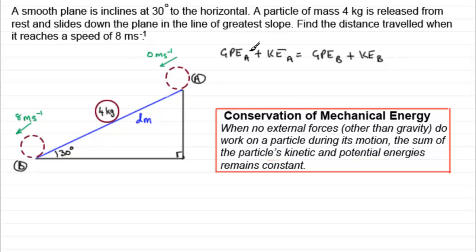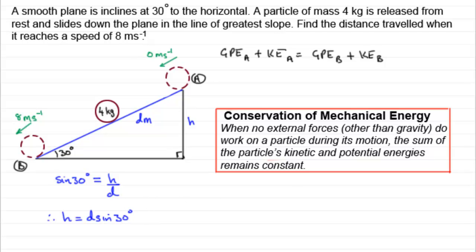So, what is the gravitational potential energy at A? Well, it's mgh relative to our zero level. And the h will be this distance up through here. Now in the past we've worked out h for inclined planes. We just use trigonometry. We say that the sine of 30 degrees equals the opposite side over the hypotenuse. Well, the opposite is h and the hypotenuse is our distance here of d meters. And if we multiply both sides by d, we end up with h equaling d sine 30 degrees.